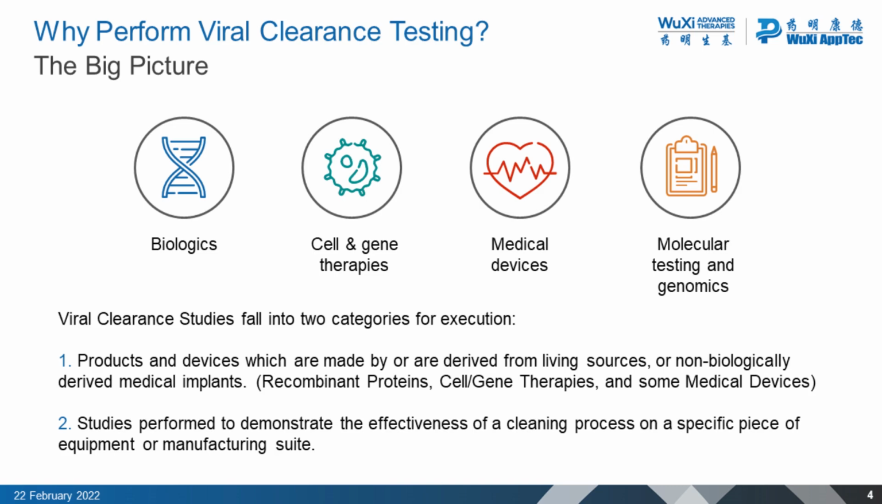Viral clearance studies fall into two categories for execution. The first is products and devices which are made by or derived from living sources, or non-biologically derived medical implants. Items from this category include products such as recombinant proteins, cell or gene therapies, and some medical devices. The second category is studies performed to demonstrate the effectiveness of a cleaning process on a specific piece of equipment or manufacturing suite.